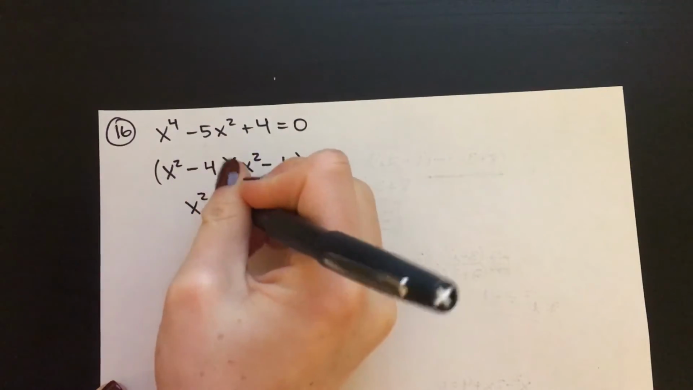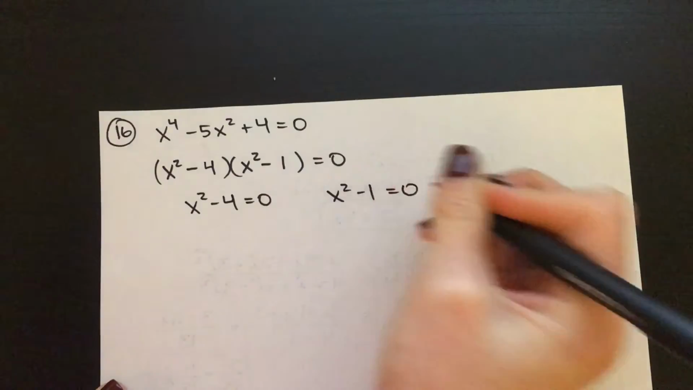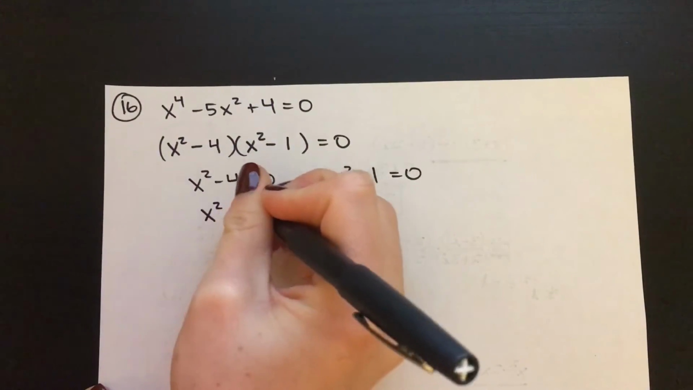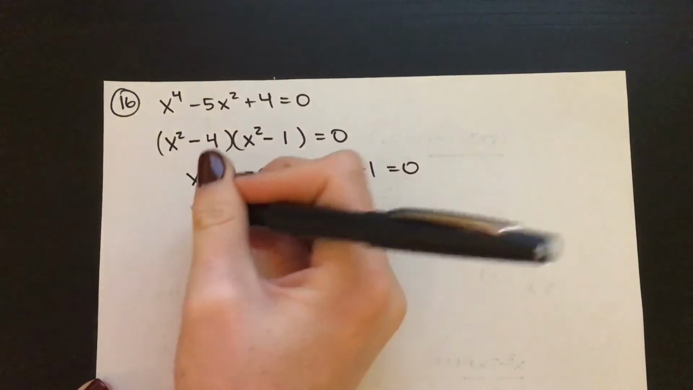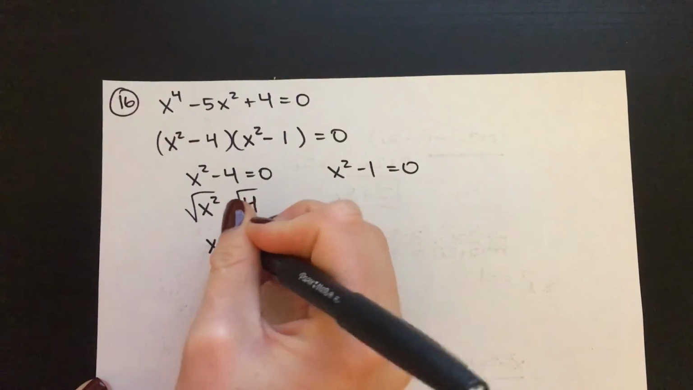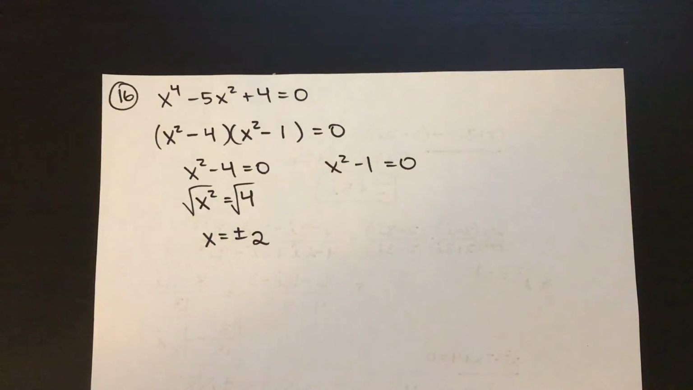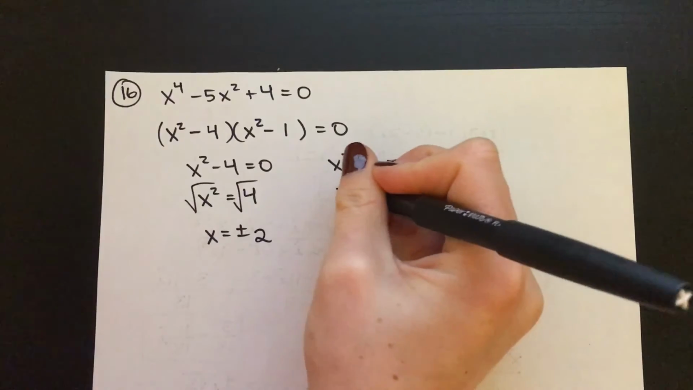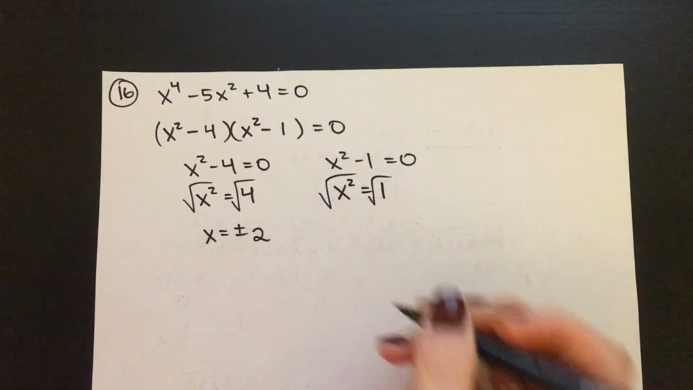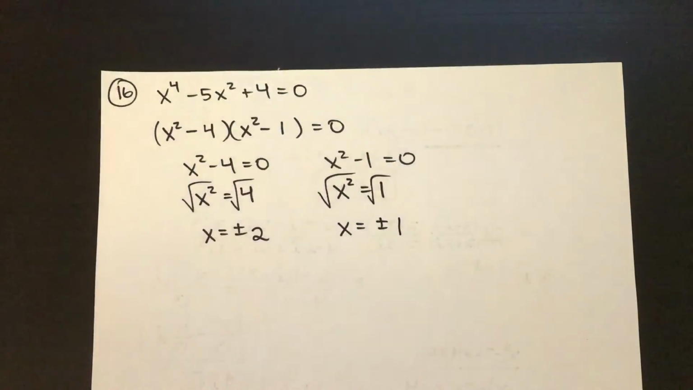So x squared minus 4, set that equal to 0. X squared minus 1, set that equal to 0. So this one, I add 4 to the other side of the equation. Then I take the square root of both sides. So I end up with x equals plus or minus. Don't ever forget your plus or minus. And the square root of 4 is 2. Here I have the same steps. Start by adding 1 to the other side, and then solve by taking a square root. So I end up with x equals plus or minus again, and the square root of 1 is 1.